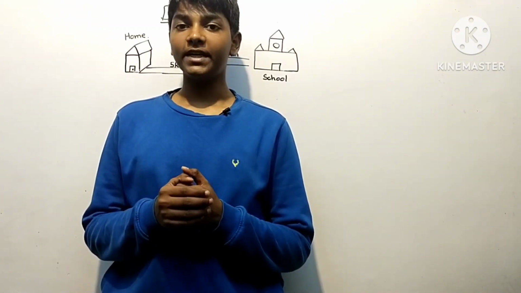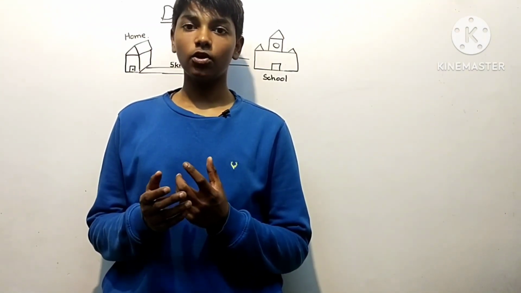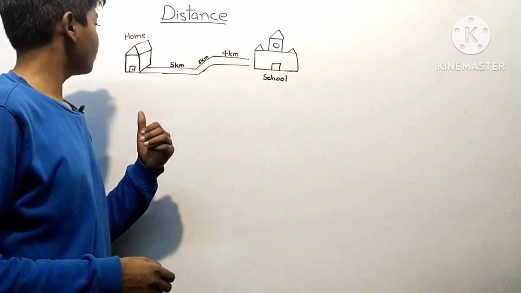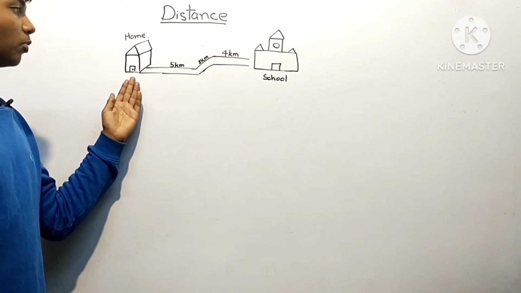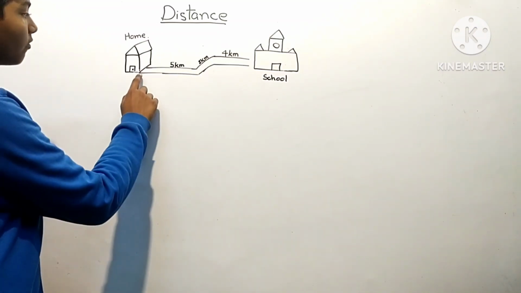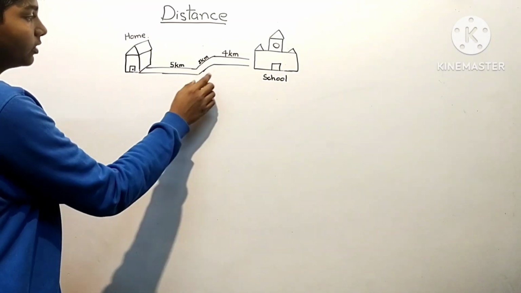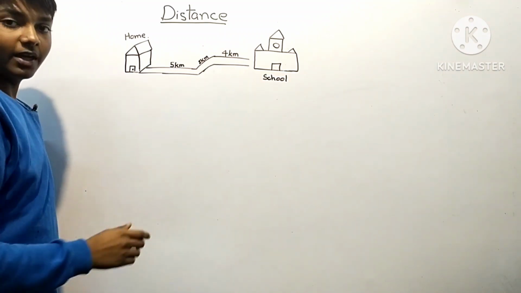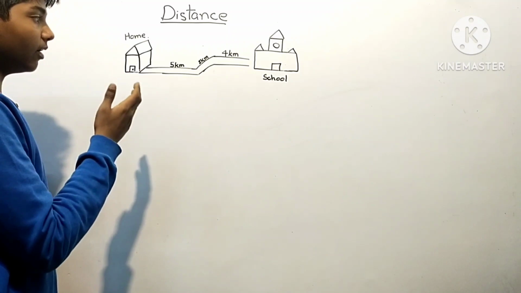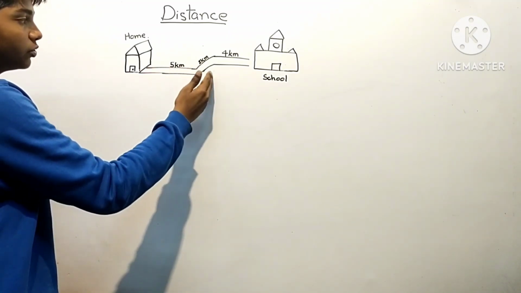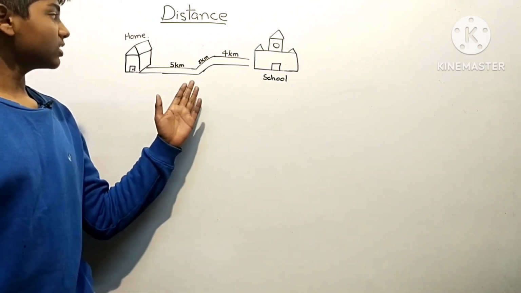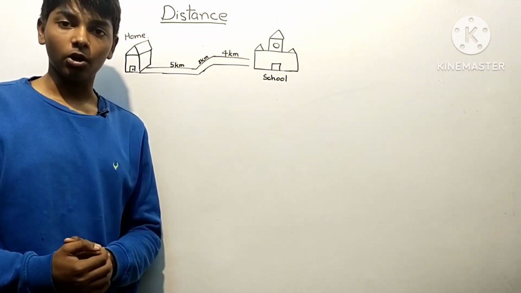So our first point is distance. Distance is the length of the total path covered by an object. For example, if we are supposed to go from home to school and the distance from this point to this point is 5 km, this point to this point is 2 km, and this point to this point is 4 km, then the total distance traveled by the person would be 5 plus 2 plus 4, which is equal to 11 kilometers in total. So in this example, the distance would be 11 kilometers.